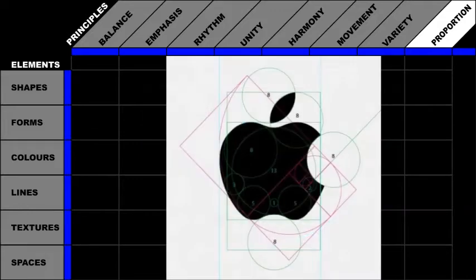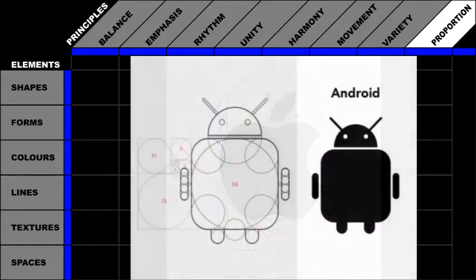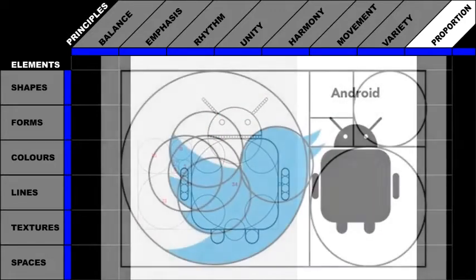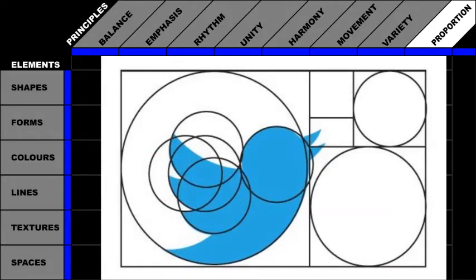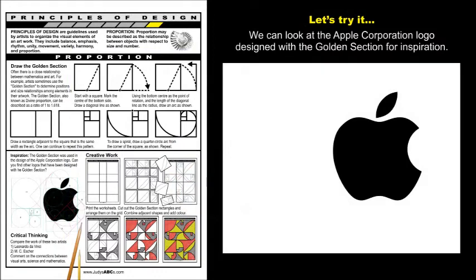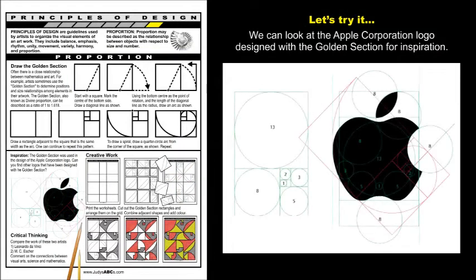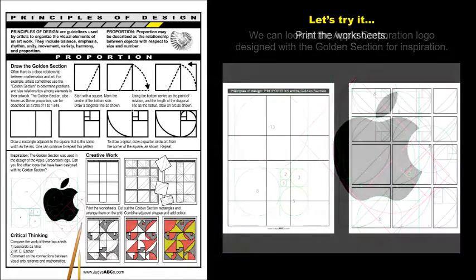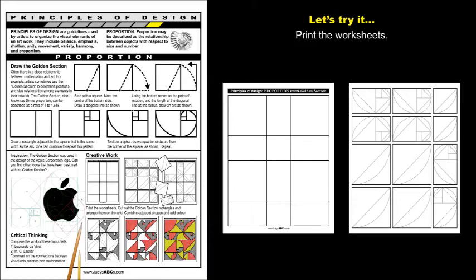Golden section proportions have been used in many logo designs. Let's try it. We can look at the Apple Corporation logo for inspiration. It was designed with the golden section. Print the Sketchbook activity page provided. A summary of the principle of proportion is given. Also, print the worksheets provided.